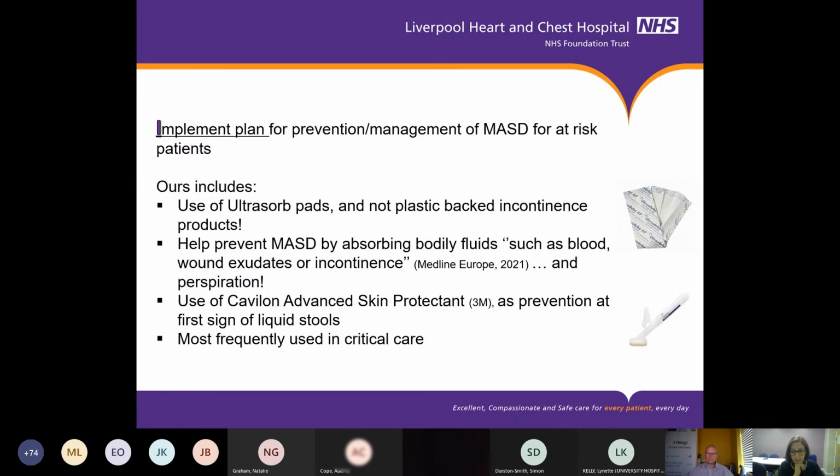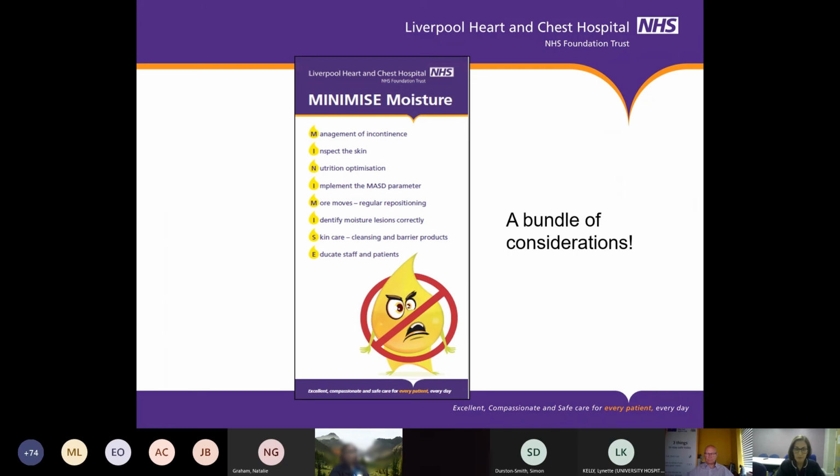And Kavlon advanced skin protectants are a game changer in terms of getting an advanced product, one that can really hold its own against constant, prolonged, repeated exposure to particularly liquid stools. I wanted to mention them because they are game changers if you're in a position where you're looking at products. So we see Minimise Moisture as being a bundle of considerations.